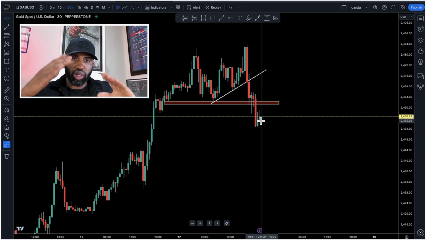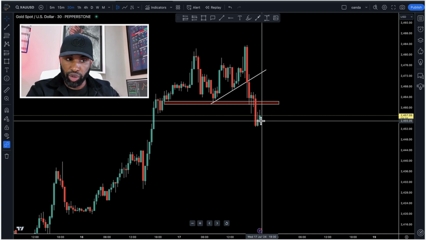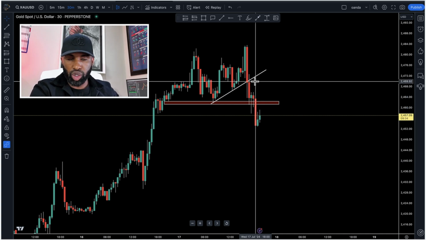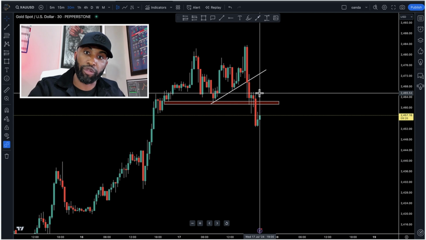So this trend line, support and resistance helps you manage your risk, which is knowing where to close your trade, where your stop loss should be, where your take profit should be. It helps you spot reversals, and it helps you spot continuation of trends.